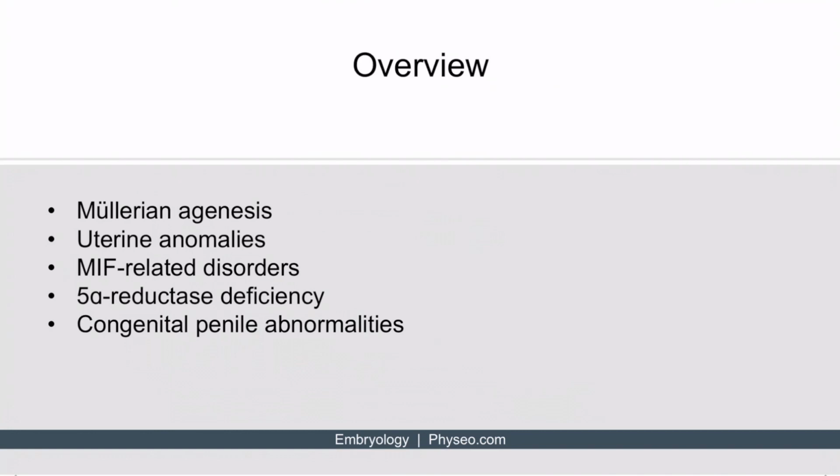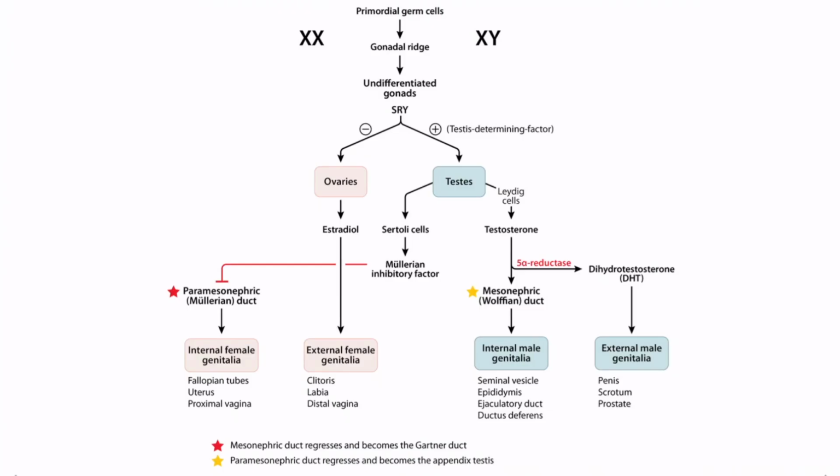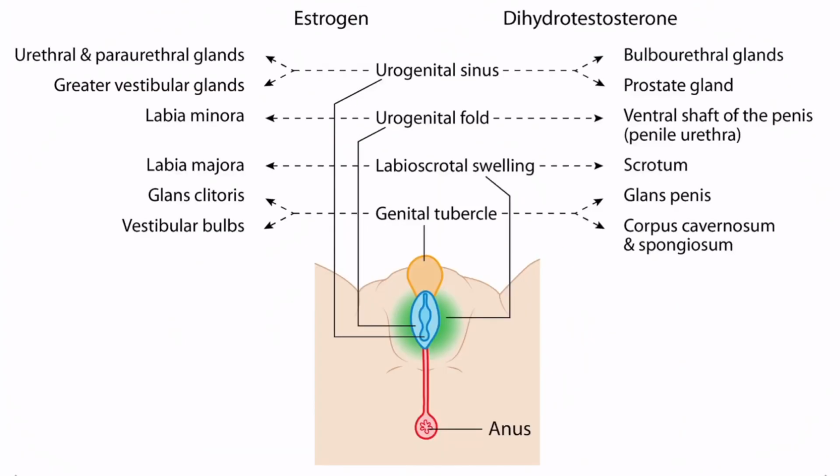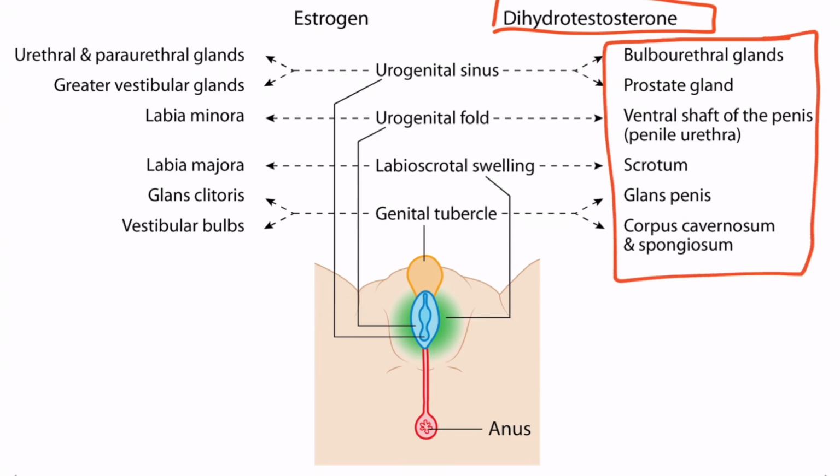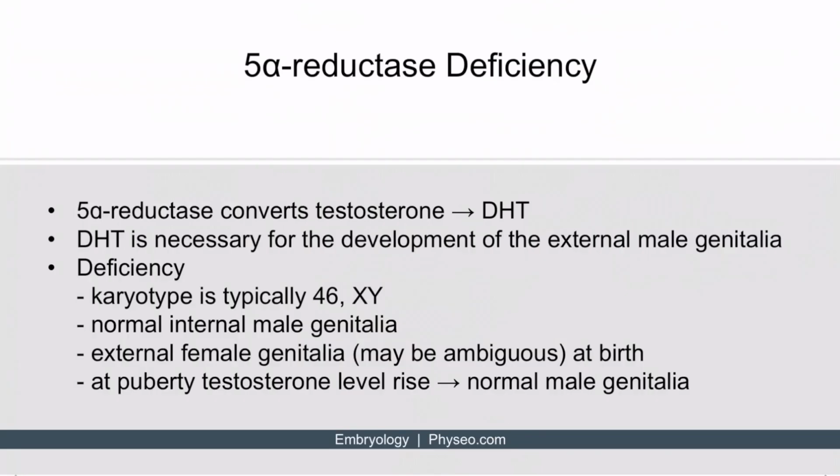All right, now let's move on to discuss 5-alpha reductase deficiency. If we go back to the overview diagram, we can see that 5-alpha reductase is the enzyme that converts testosterone to DHT, which is the more potent form of testosterone and is important for the development of external male genitalia. We introduced this figure in the last video as well, and you can see that DHT is important for the development of the external male genitalia listed on the right side over here. So 5-alpha reductase converts testosterone to DHT, and it's necessary for the development of the external male genitalia.